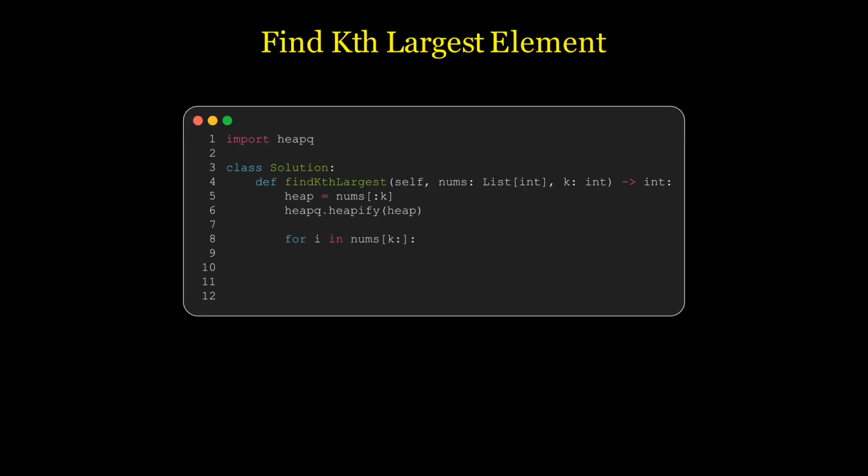Then we're going to loop through the rest of the elements in the array, and if that element is greater than the top of the min heap, then we're going to replace the top of the min heap with that element and restore the heap property. We can do this in one function. Then we return the topmost element of the heap.